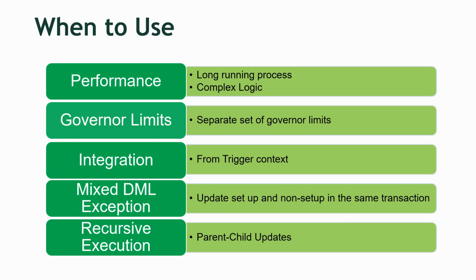Next is recursive execution. That is when you have a parent-child update happening. When a parent is getting updated, you are creating or updating a child record that intends to again update the parent. And if you are getting into a cyclic kind of operation, to avoid this kind of recursive execution, you can also use asynchronous mode.